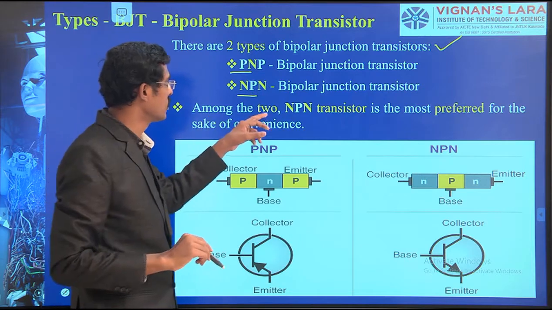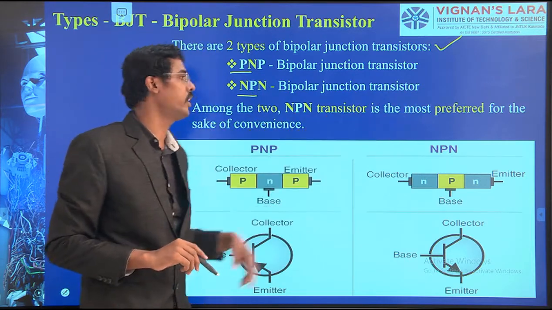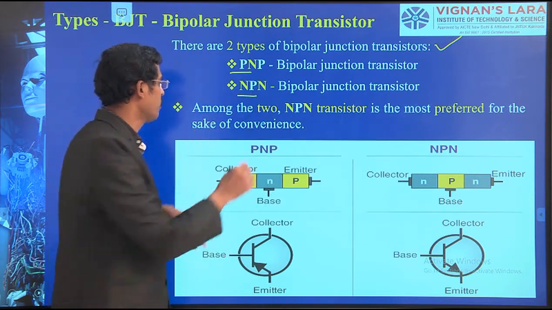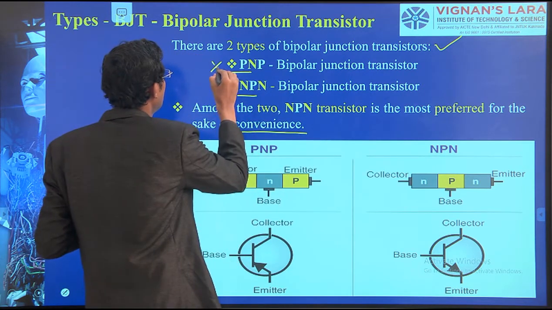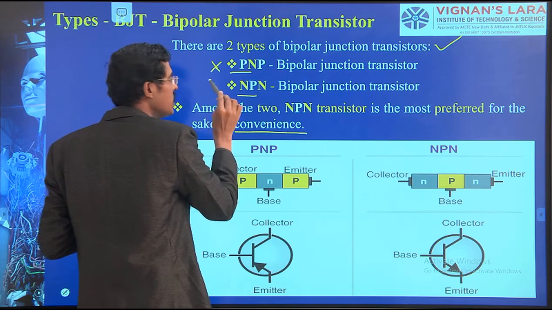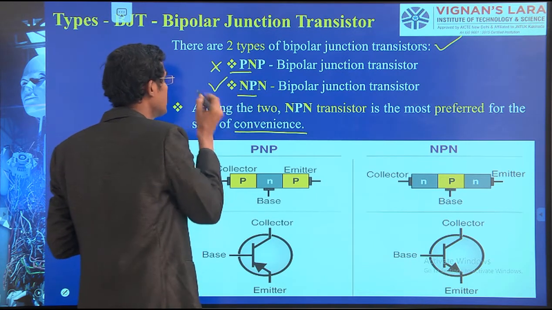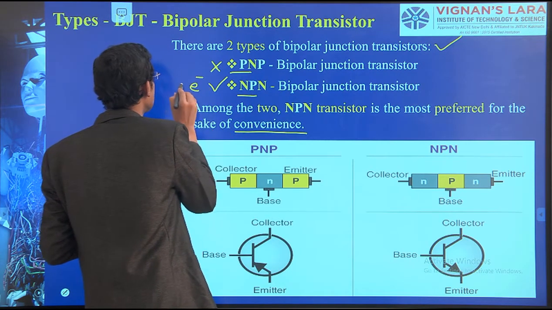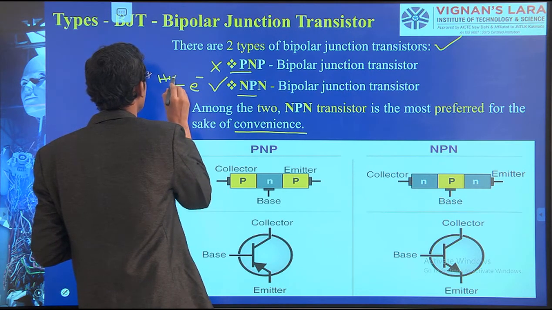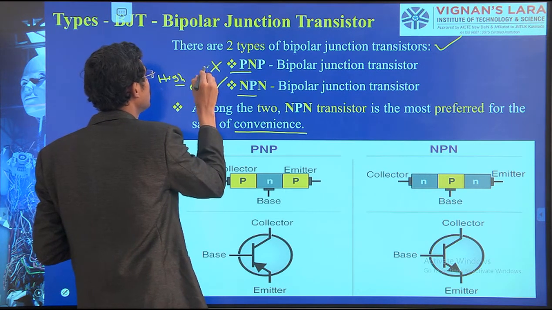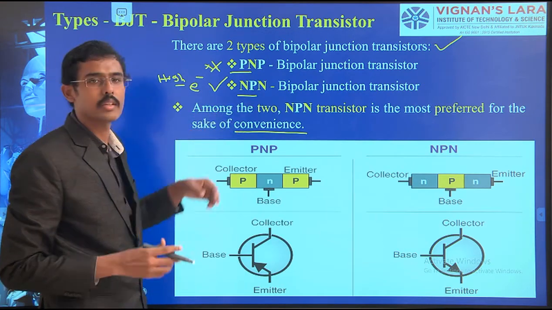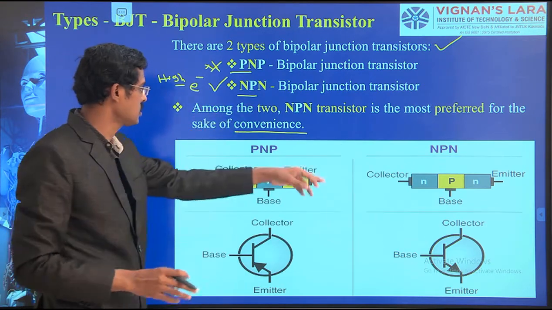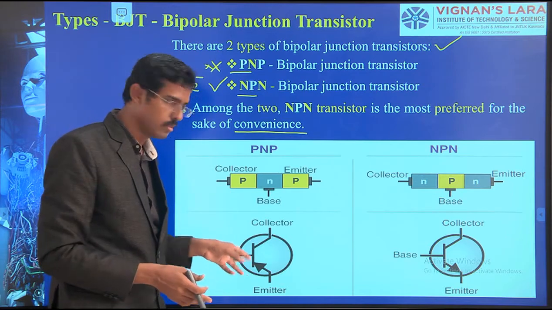Among the two, NPN transistor is most preferred for the sake of convenience. Instead of this one, we are going to use mostly an NPN transistor, because the electron flow here is high as compared to PNP. So that is why we are highly using this NPN in most of the cases. This is a division; the symbol we have to tell at the last.